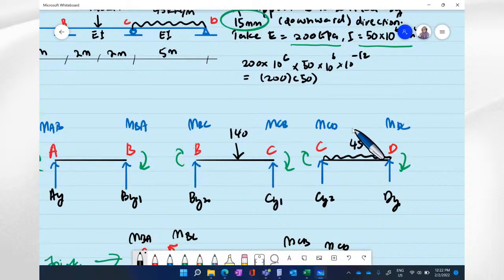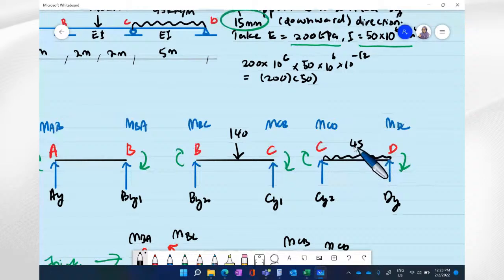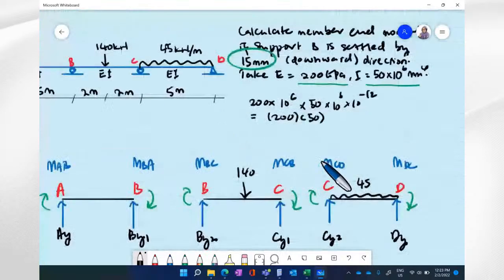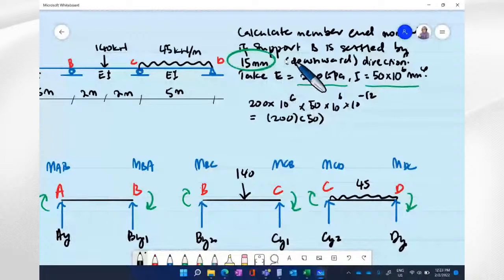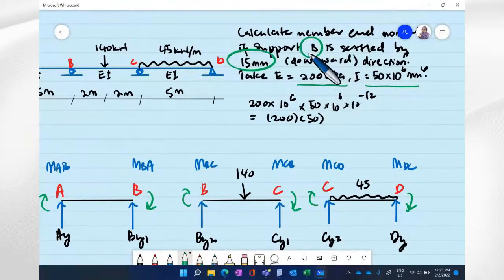Then member CD is subjected to 45 kilonewton per meter along member CD, and the fixed end moment for member CD will depend on the FEM value. Don't forget to consider the support settlement for the member located at position D. The support settlement located at position B, meaning at support B, we need to consider as well.